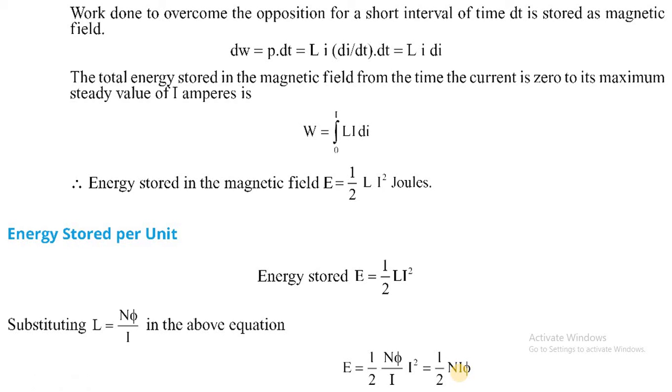Okay. So this equation you need not remember. What you have to remember is just the first formula: E is equal to half Li square. L you already know; L is N phi upon I. When you put the value of L, you can simplify the equation. So don't remember the second equation. I have solved it only to explain the relationship. But the important formula of energy stored is: energy stored in magnetic field E is equal to half Li square joule. Is that clear to you?